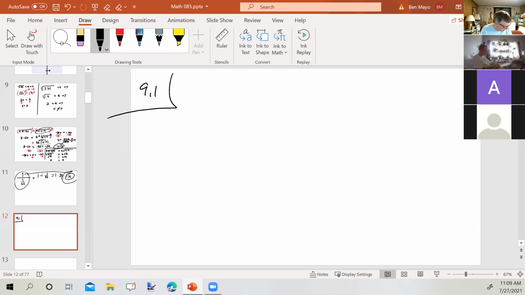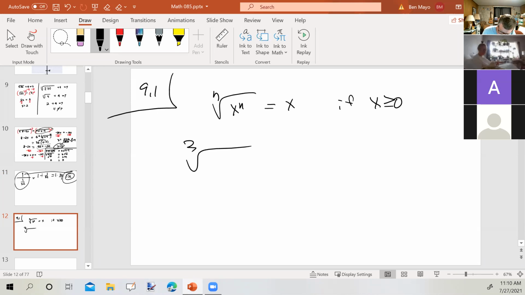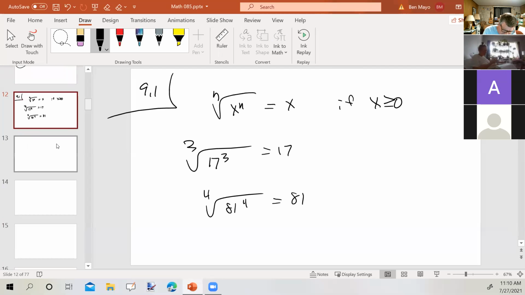We have the idea that if you take the nth root of x to the n, you get x, if x is greater than or equal to 0. In other words, the cube root of 17 cubed is 17. The fourth root of 81 to the 4th power is 81, etc., etc. Let's talk about the absolute value stuff, because I know that gives people trouble.